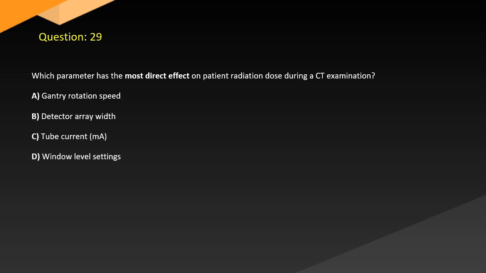Question 29. Which parameter has the most direct effect on patient radiation dose during a CT examination? A. Gantry rotation speed. B. Detector array width. C. Tube current, mA. D. Window level settings.